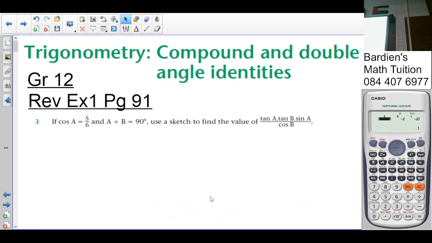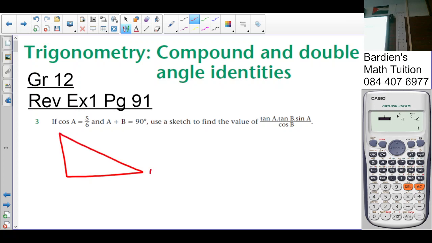The next question is number 3. Here we are told that cos of A is equal to 5 over 6. So that means to say what? Cos is positive. But now they tell you that angle A plus angle B is 90. So they are complementary angles. So I can draw a triangle like this. That's angle A, that's angle B, and this is 90 degrees.